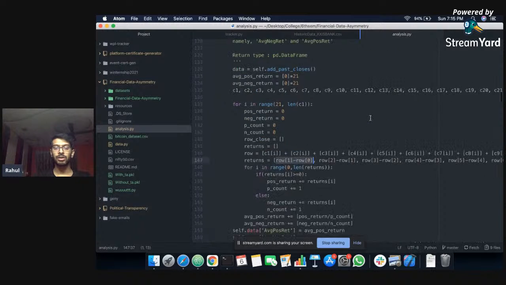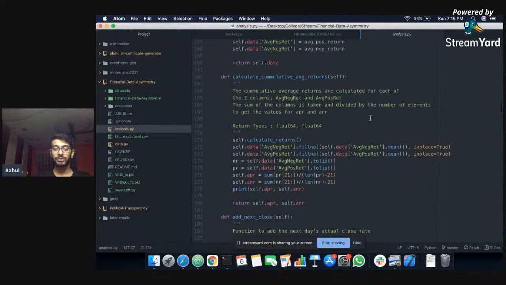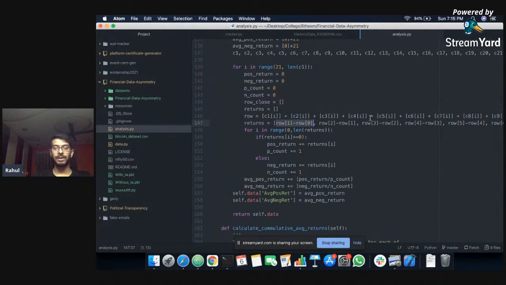Similarly, and so on until the 21st day. Okay. And then what we do is, over here, we are looking at the average positive return or the average negative return. We are also keeping track of, within these 21 days, how many times has the stock gone on the positive side, and how many times have the returns been on the negative side. So we're keeping track of that. And finally, we are appending those positive and negative returns as features into our data set.